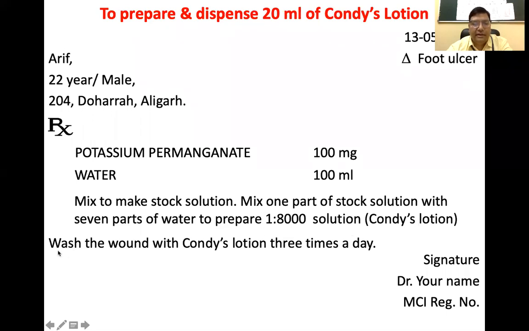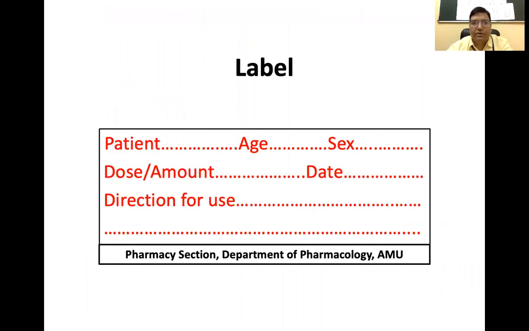And then the label is the direction to the patient. He has to wash the wound with Condy's lotion 3 times a day. And then you put this label on the dispensing bottle. You write on the top, first, the preparation which you are giving, that is the Condy's lotion. And then you write the patient name, age, sex, dose, date, direction of use. That means you will write that it is to be used 3 times over the foot ulcer area.